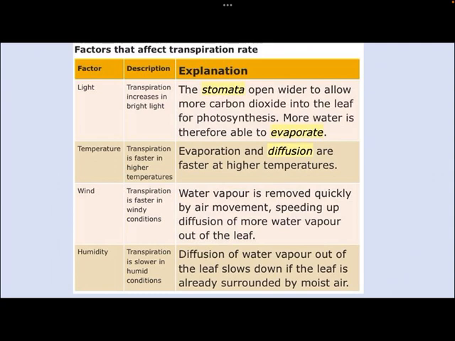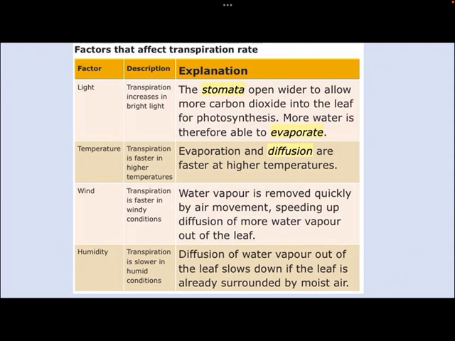So light intensity, so if you increase the amount of light or the light intensity, transpiration will increase. This is because the stomata will open wider to allow more carbon dioxide to enter the leaf by photosynthesis, and because the stomata are open, then more water can evaporate and diffuse out through them. Temperature. As we increase the temperature, transpiration increases. This is because the water particles will gain more energy, kinetic energy, so evaporation and diffusion will be faster at higher temperatures.